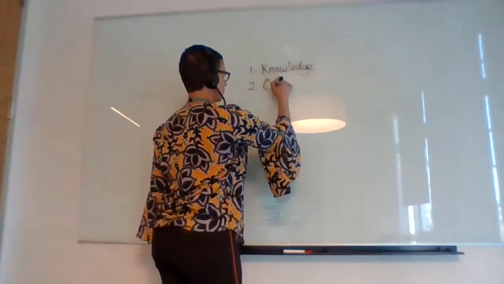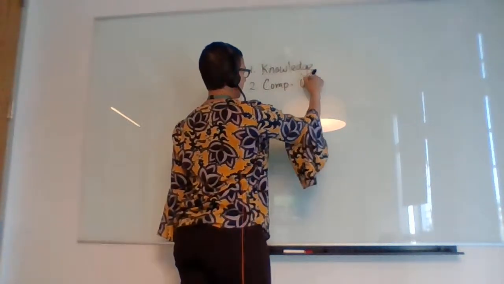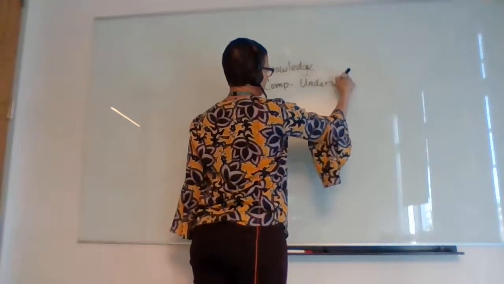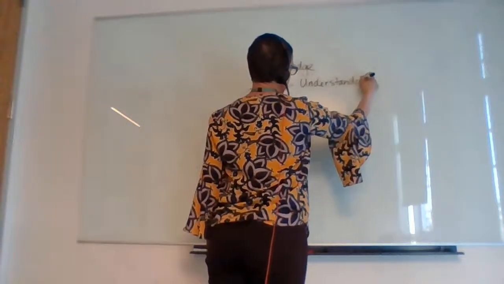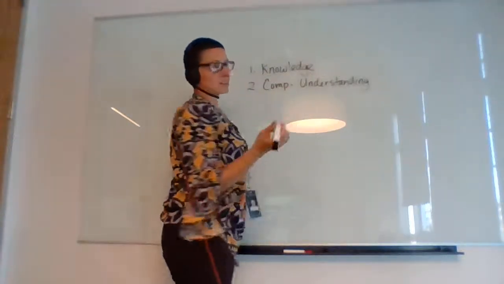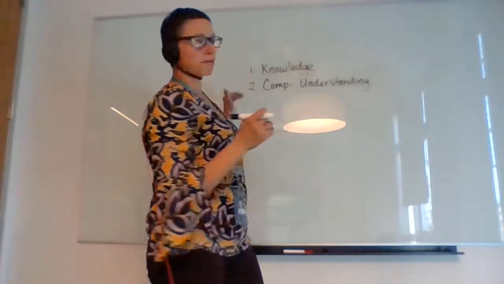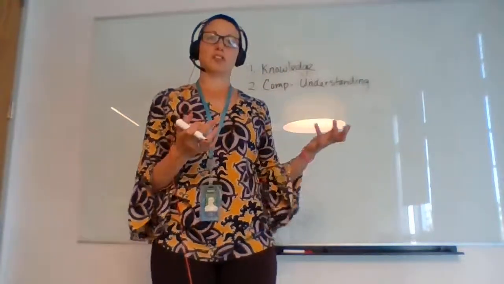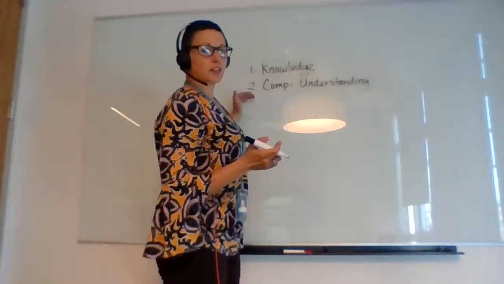Then we have comprehension, or understanding. This is one level up from knowledge. So the sky is blue. Why is the sky blue? The sky is blue because all the other colors are absorbed, and so blue is the only one that shows up. That's why the sky is blue. I understand that. Great.